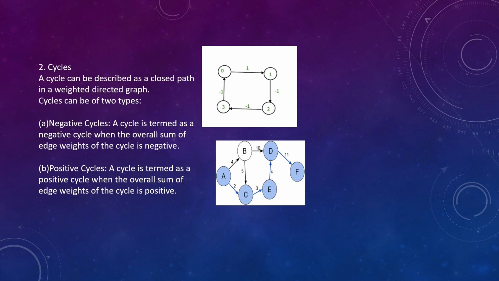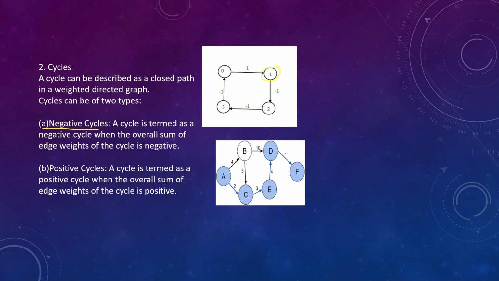Cycles. A cycle is just a closed path in a weighted directed graph. It means that if we start from one node and follow the edges, we should be able to get back to that node. Suppose we start at 1, then we can travel from 1 to 2, 2 to 3, 3 to 0, and 0 to 1 again, which brings us back to 1.